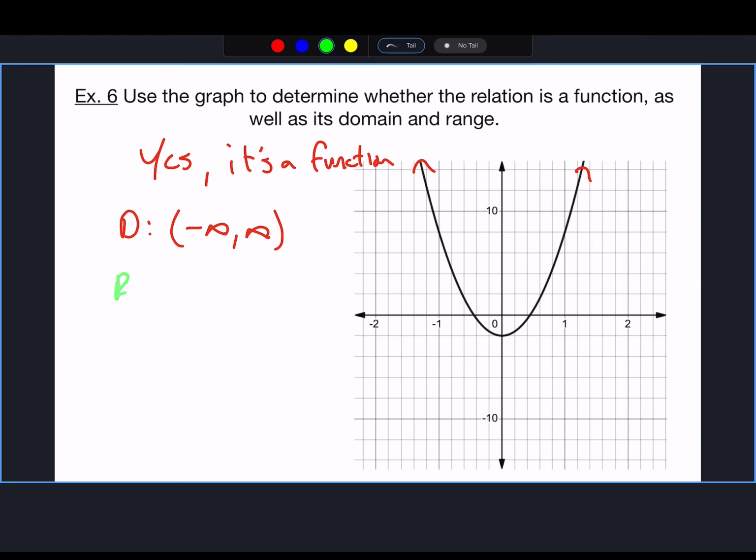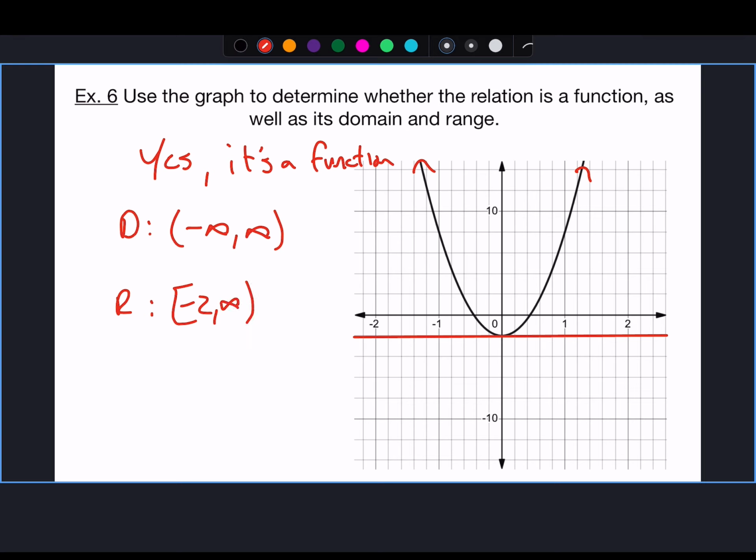The range is similar, but we have a minimum down here, right? What's our lowest possible value? -2. And it goes up to infinity. You guys are so smart.